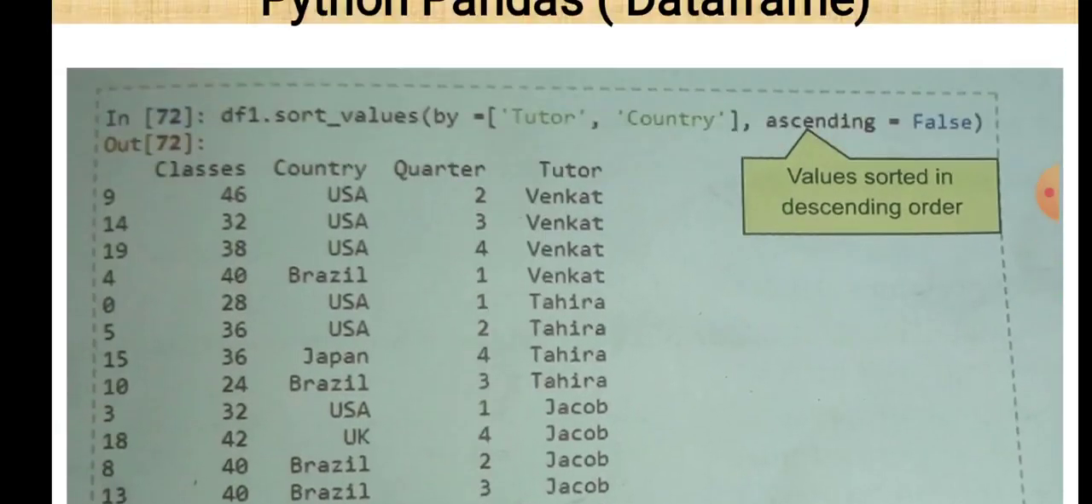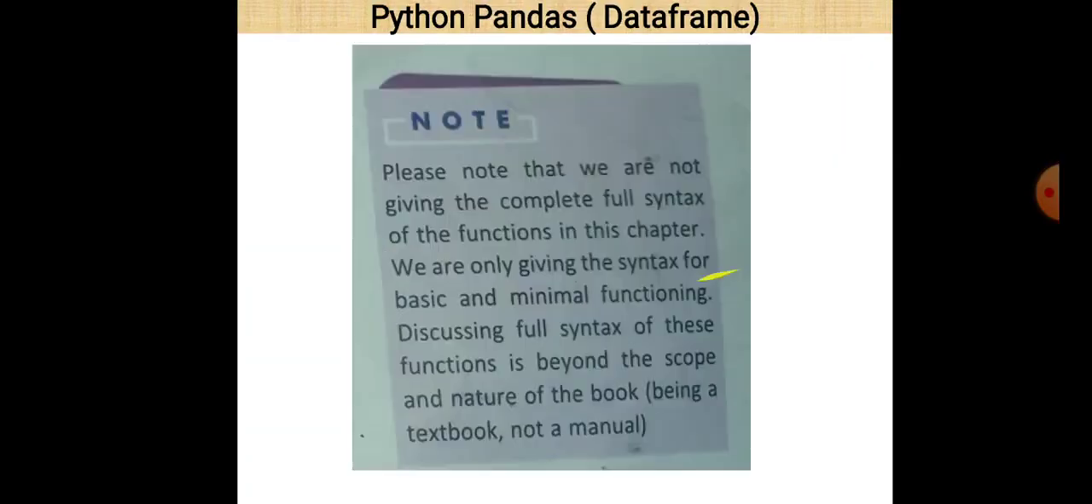Here by default data will be sorted in ascending order, and if you just give ascending equal to false, then data will be sorted in descending order.